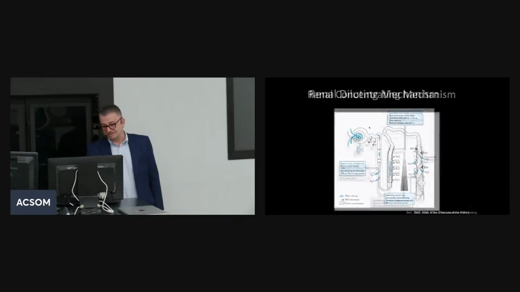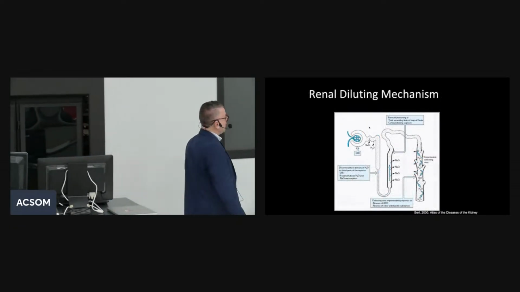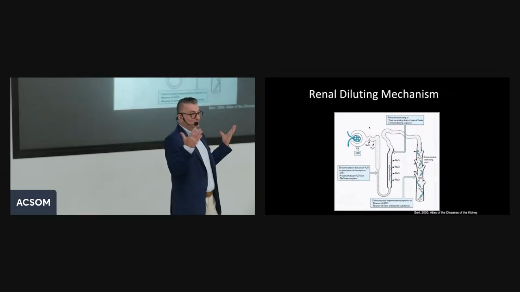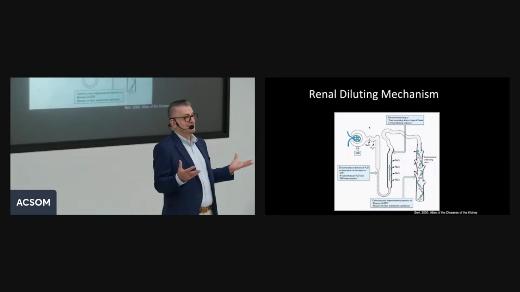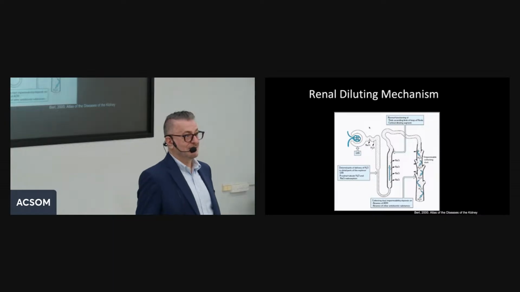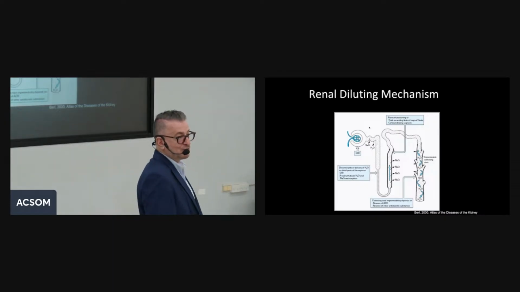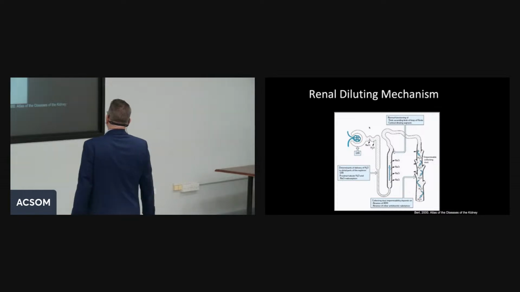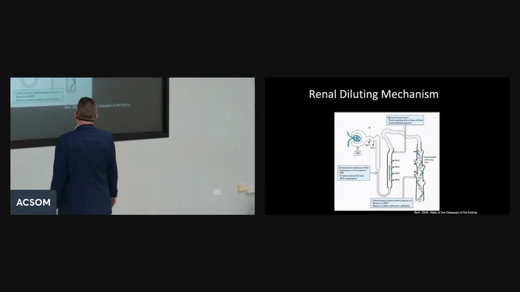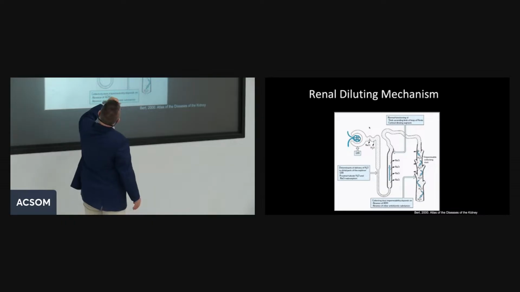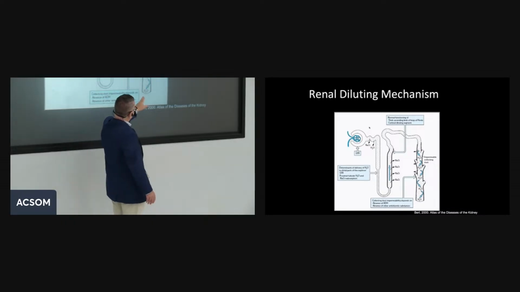Or diluting. So let's say you have hyponatremia, which by definition means that you have too much water in your body. So what you really want is that the ADH doesn't do anything. You lose a lot of water through the urine. That's what you really want to do. So ADH gets downregulated and you lose water. And this is called the diluting mechanism because then you have a very dilute urine.